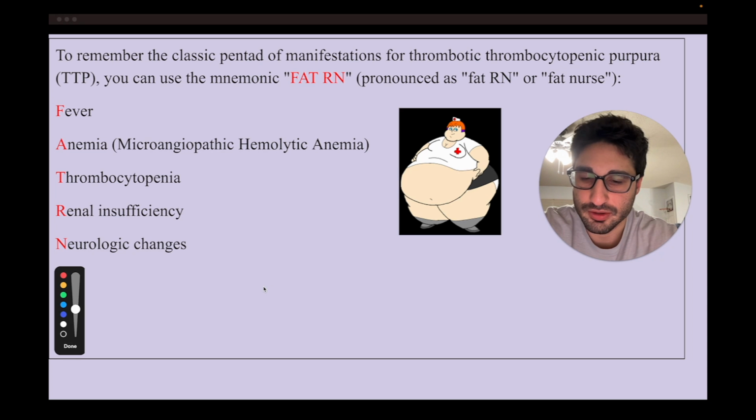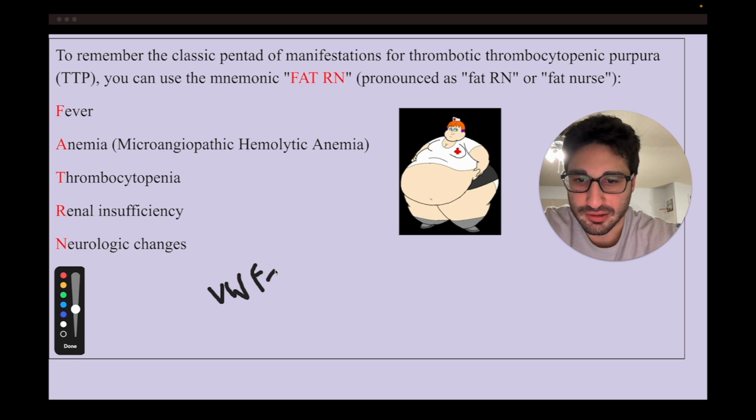In TTP, there's an antibody against a protease called ADAMTS13. Normally when a blood vessel or an endothelial cell gets damaged, von Willebrand factor gets released in order to attach a platelet to the subendothelial collagen to stop the damage. And normally, von Willebrand factor is released as multimers.